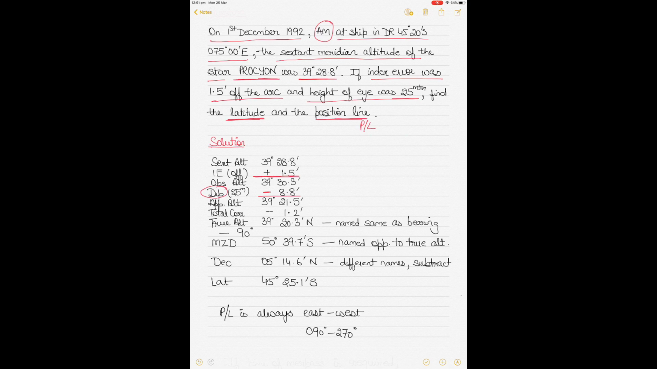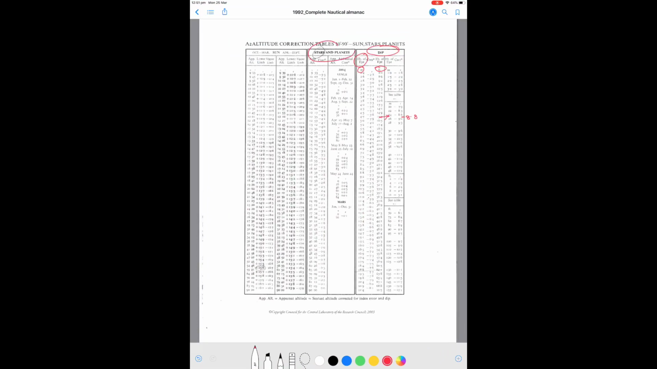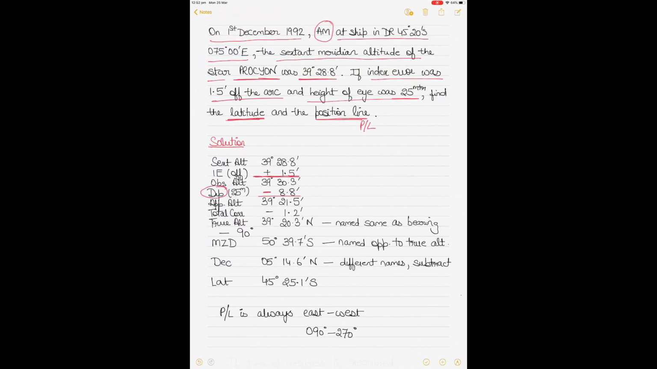With this apparent altitude I have to obtain my total correction. So I'll go back to the nautical almanac, and this is the place I get my total correction from for stars and planets. So this is a star, and my apparent altitude was 39 degrees 21.5 minutes or so. It will be somewhere here in the middle of 37 45 and 40 06. So my correction would be minus 1.2. Right, this page is normally the third or fourth page of your nautical almanac, at the very beginning, and you can go into the nautical almanac and find this page. So minus 1.2 is the total correction. I apply the total correction and I get my true altitude of 39 degrees 20.3 minutes.